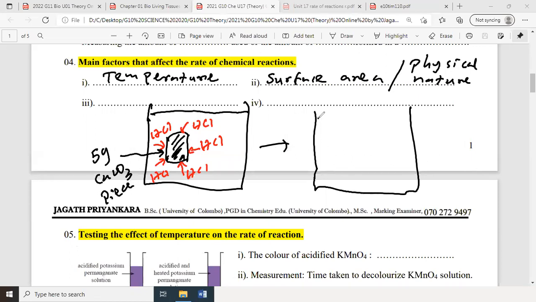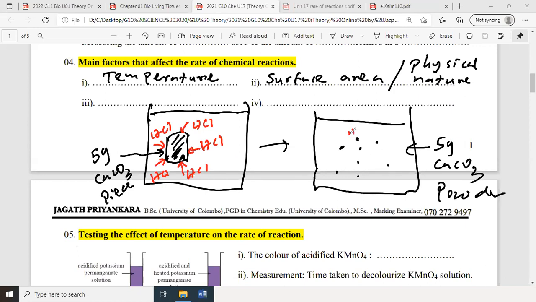Then this one, what happened? You are putting the same 5 grams of calcium carbonate in the powdered form. What happened? Now the powdered, same amount. HCl can interact not only with the surface, the interior also is now exposed to HCl.